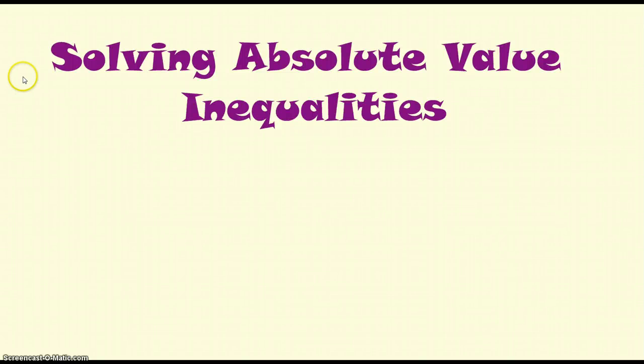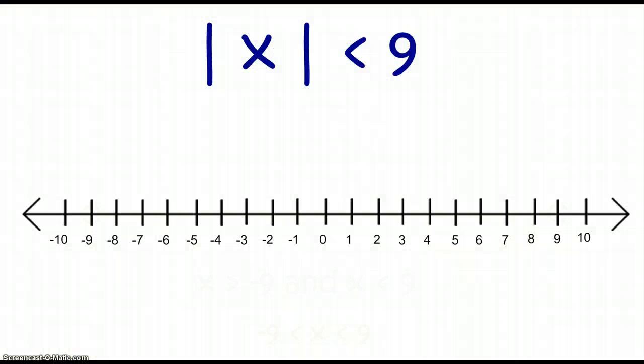Today we're going to solve absolute value inequalities. Remember, absolute value means how far a number is from 0. The absolute value of x is less than 9 means all of the values less than 9 away from 0, and all of the numbers in between. So our endpoints go from 9 to -9, including all of the numbers in between.